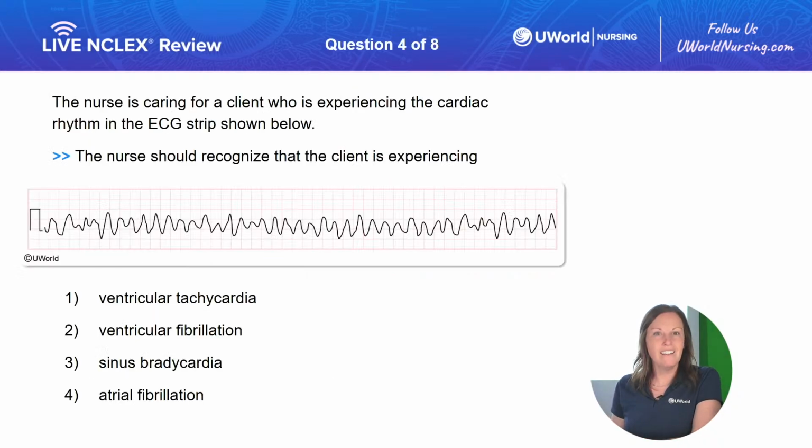All right, moving right along, halfway marker, question 4. The nurse is caring for a client who's experiencing the cardiac rhythm in the ECG strip shown below. The nurse should recognize that the client is experiencing option 1, ventricular tachycardia, option 2, ventricular fibrillation, option 3, sinus bradycardia, option 4, atrial fibrillation. All right, let us know what you think. Good work, you guys. Let's see those answers.